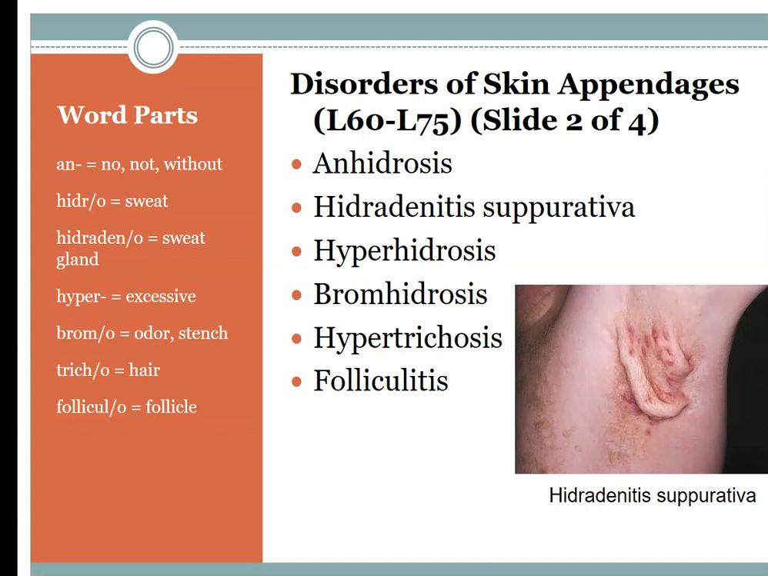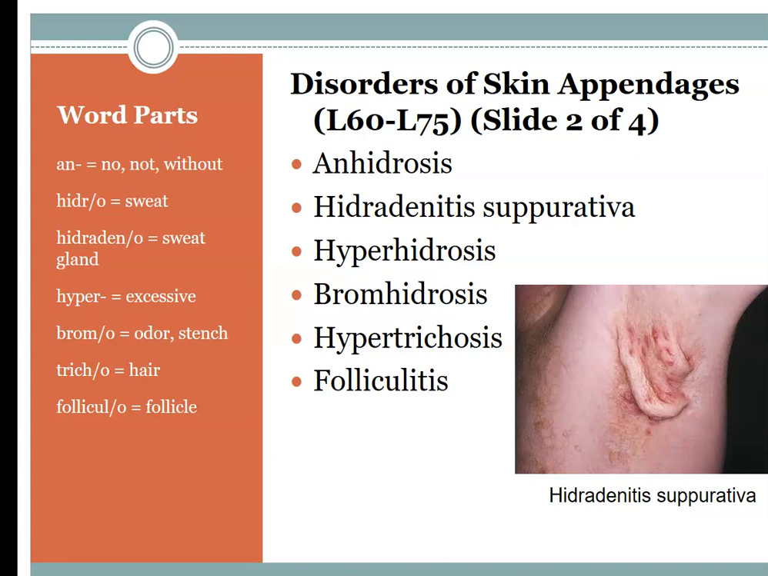Some disorders of your skin appendages. Anhidrosis is an abnormal condition of no sweating. And why is this bad? Sweating is a mechanism to help control the body's temperature. Hidradenitis is an inflammation of the sweat glands. Suppurative hidradenitis refers to the presence of pus resulting from infection.